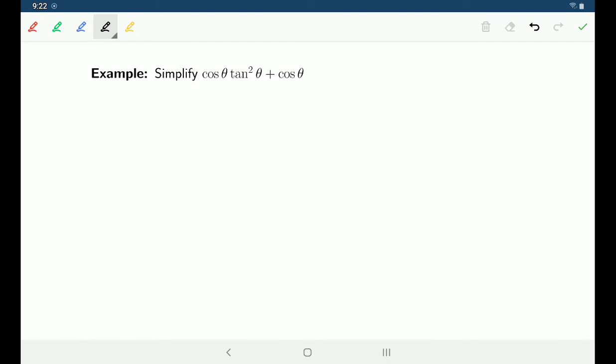But one other thing that is a possibility is, just like we had before for algebra, polynomials, if you see a common factor, why not factor it out and see if that makes your life any better? We have 2 terms here, and I see that cosine of theta is a factor for both, so that's my idea. I would factor out cosine of theta, and that would leave me with tangent squared theta plus 1.